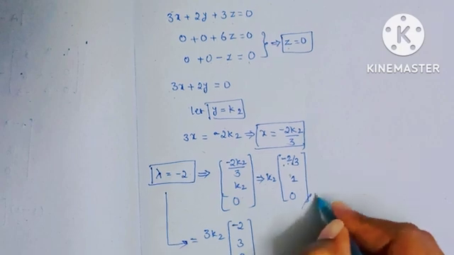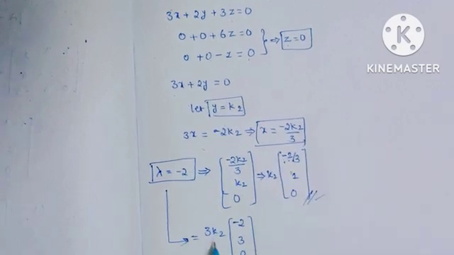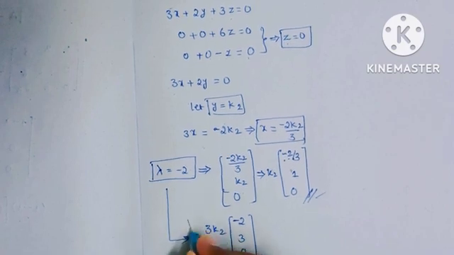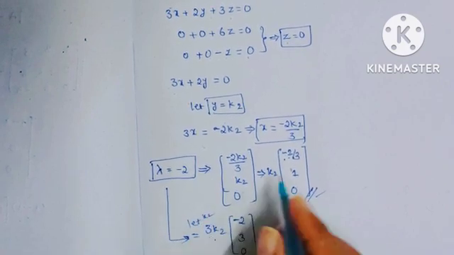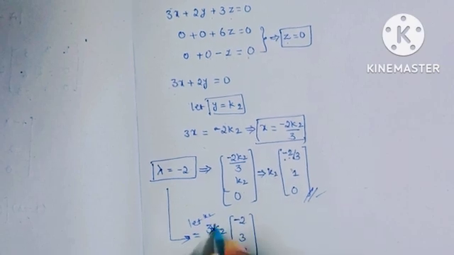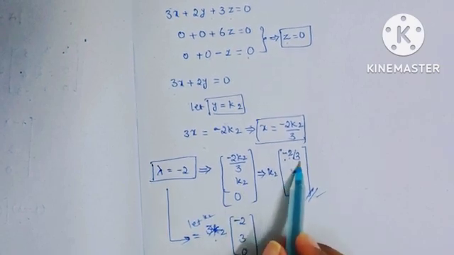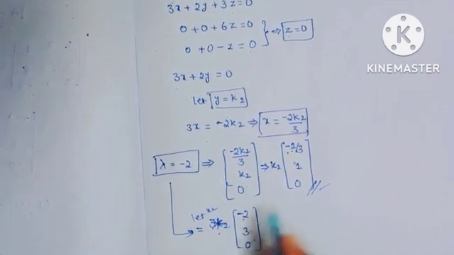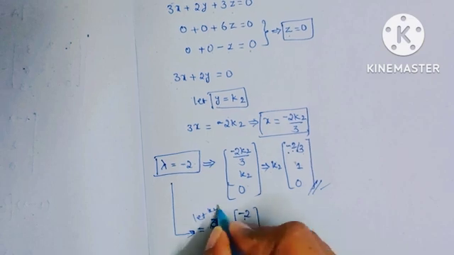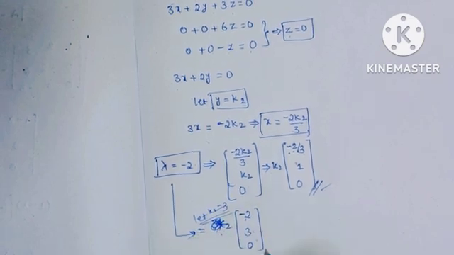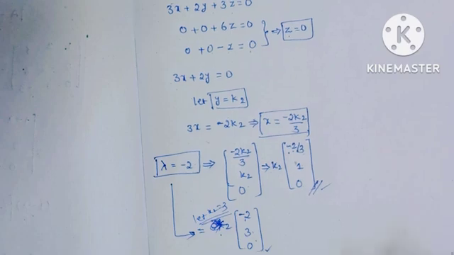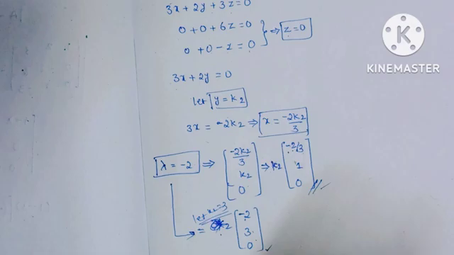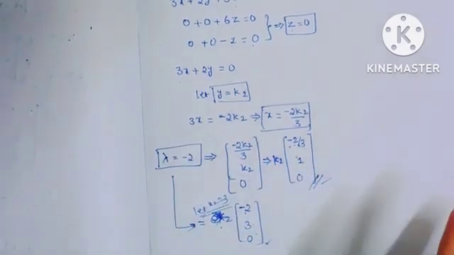Okay, this is the actual one. If we assume k2 as 3, then 3 into minus 2 by 3 we will get minus 2, 3 into 1 is 3, and 3 into 0 is 0. Let k2 equal 3, then only this eigenvector is possible. This k2 value can be any value from 1 to infinity.